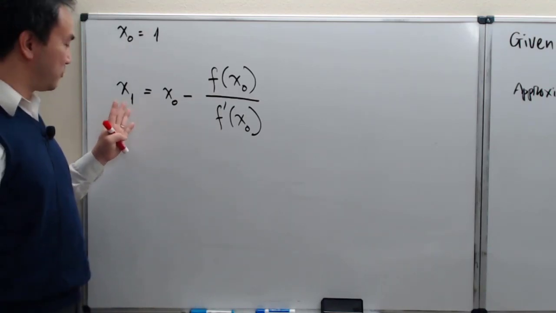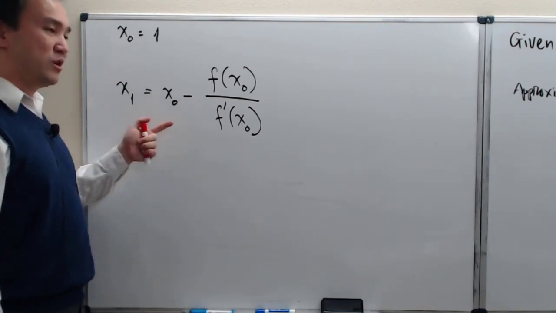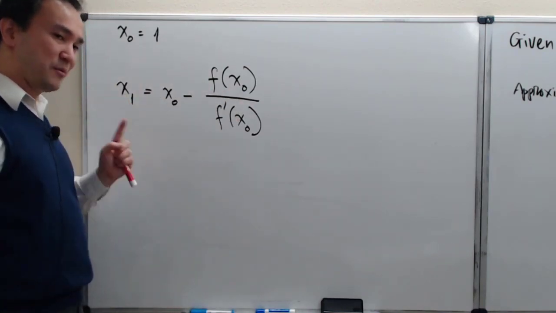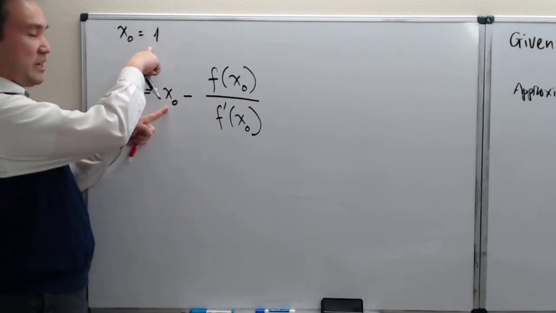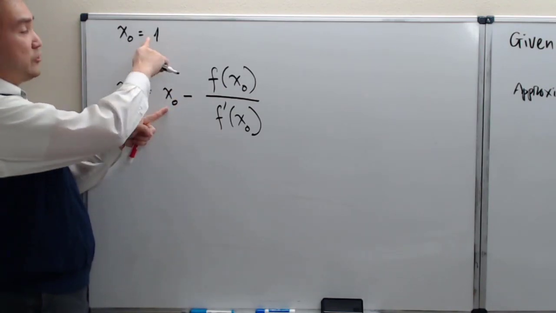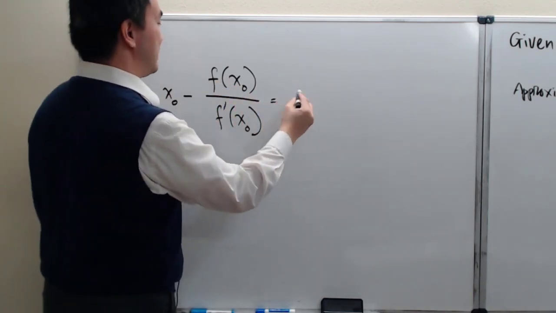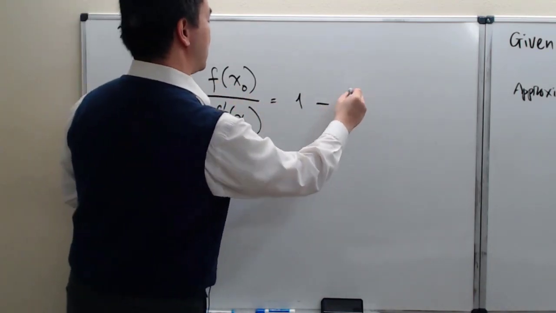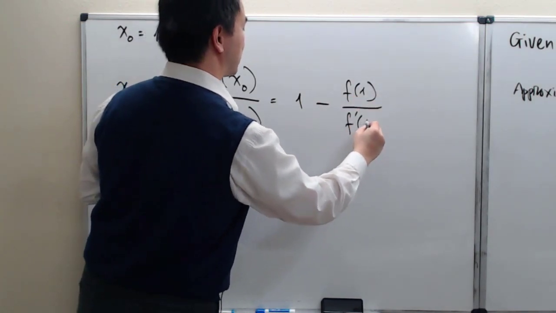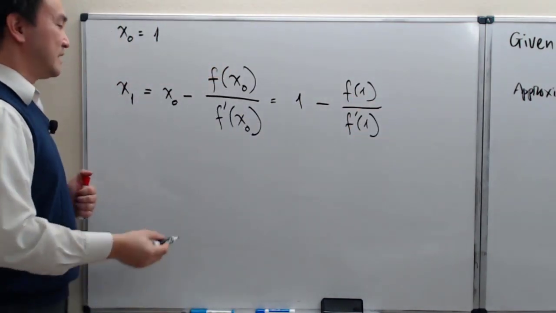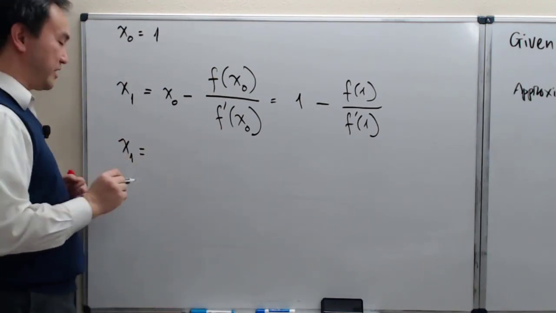And once we are done with a couple of steps here, I will make a generalization of this formula. But for x of 0, we have already chosen that: x equals 1. So this formula is nothing but 1 minus f of 1 divided by f prime of 1. Okay, so I can leave that for my viewers to do the calculation.